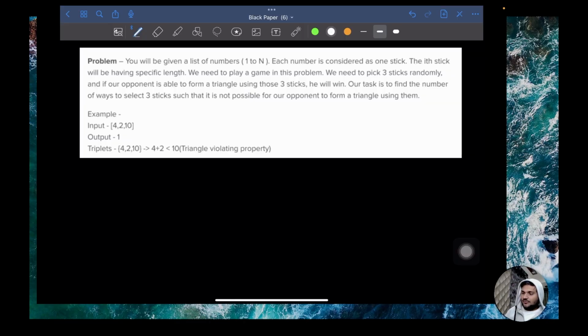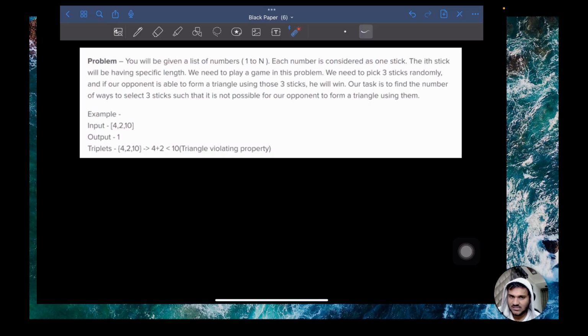So this is a new problem in front of us. The problem says that you will be given a list of numbers from 1 to n. Each number is considered as one stick. The ith stick will have a specific length.